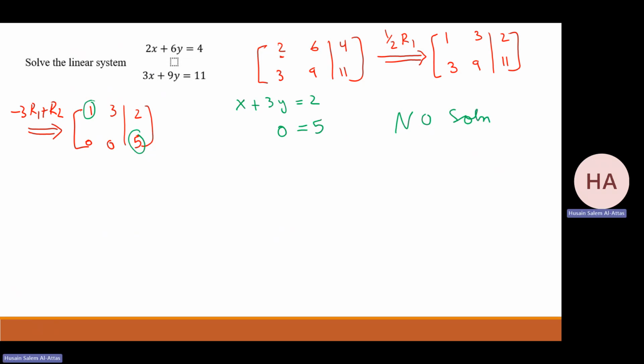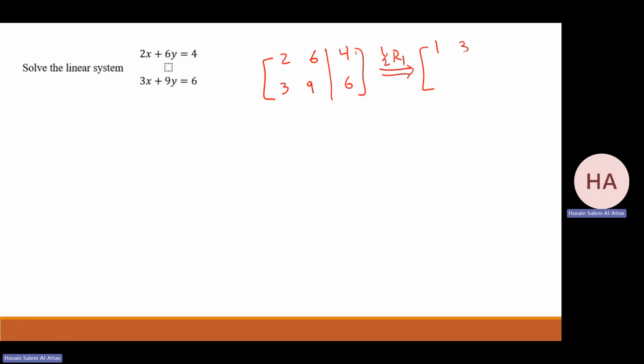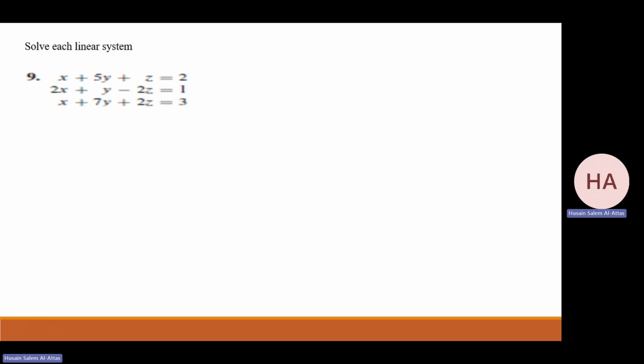Like what we did before. Let me go to this one. That will be 2, 6, 4, 3, 9, 6. Divide by 2, I mean, multiply by half. 1, 3, 2, 3, 9, 6.